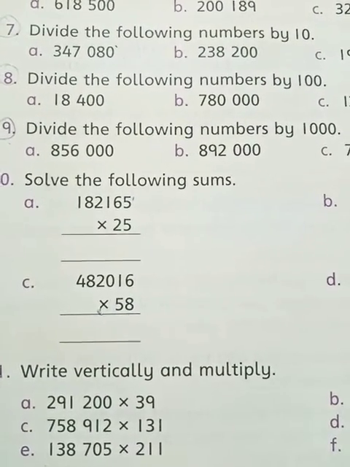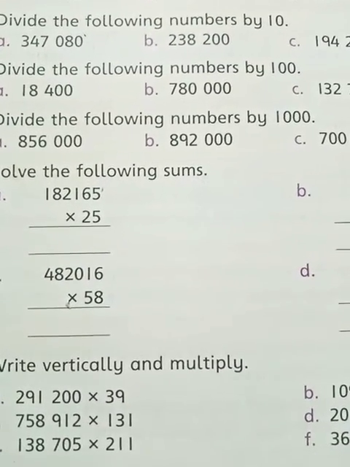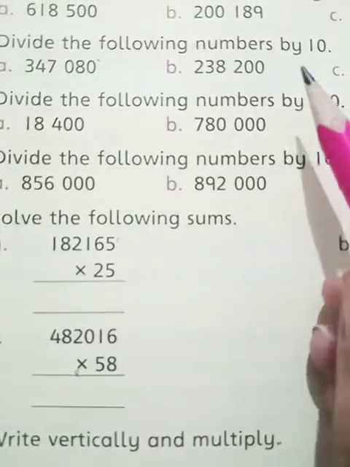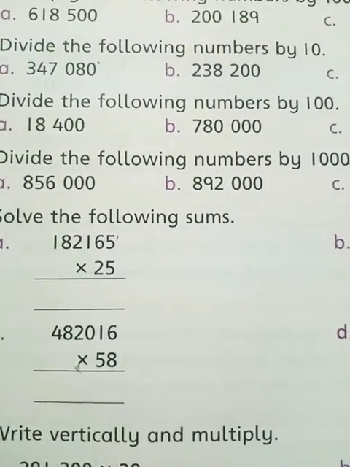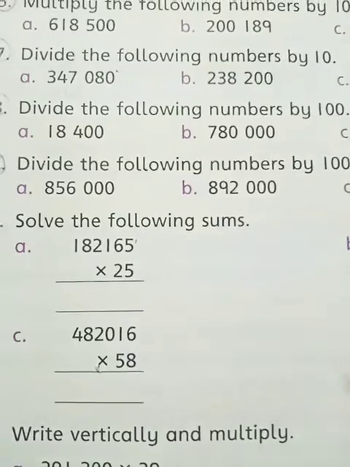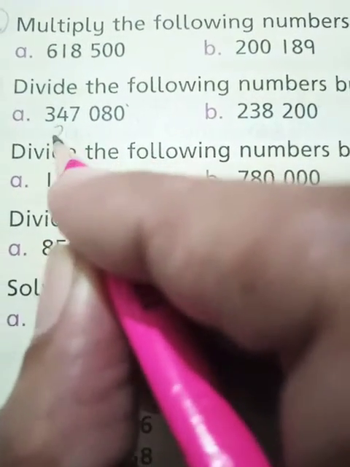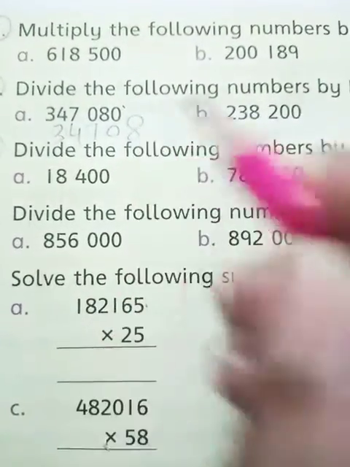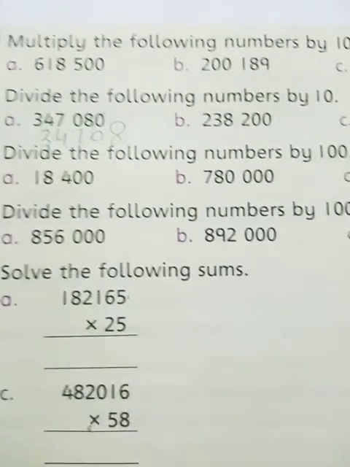Divide the following numbers by 10. Three numbers you have been given and you have to divide it by 10. So the simple rule is, whenever we divide any number by 10, what we do? We cancel out the last zero of the number. So if we divide this number by 10, the answer will be 34708. Okay, the last zero is cancelled.